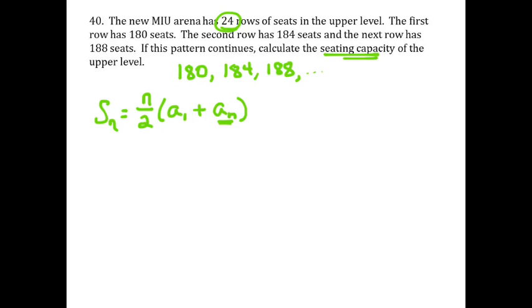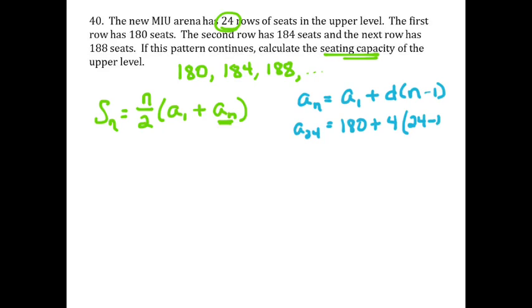And so we're going to go back to that formula we used in a previous question. A sub n is equal to a sub 1, the first term, plus the common difference times n minus 1. And in this case, since we have 24 rows of seats, I want to find a sub 24. So that's going to be equal to the first term, which is 180, plus the common difference, which is 4, times 24 minus 1. And then if we put all that into the calculator, we're going to get 272 for a sub 24.